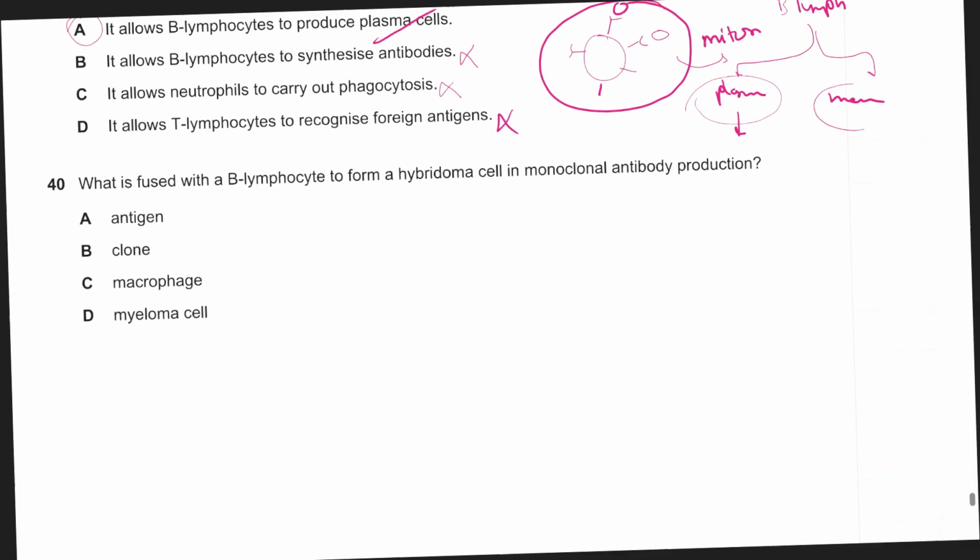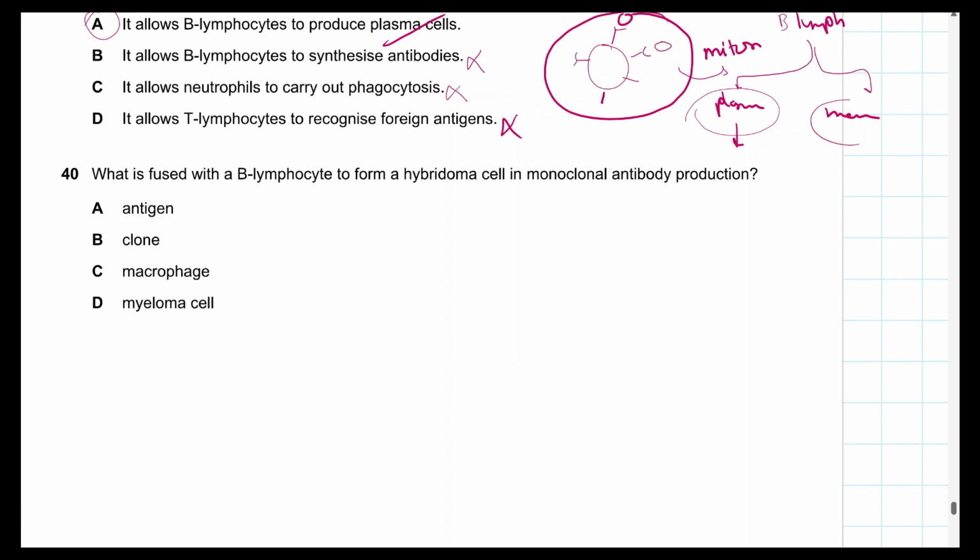Question number 40, what is fused with a B lymphocyte to form a hybridoma cell in monoclonal antibody production? So, how MABs or monoclonal antibodies are formed is using a B lymphocyte with a cancer cell. Now, these form a hybridoma. Cancer cells are also known as myeloma cells. Therefore, the answer is going to be D.